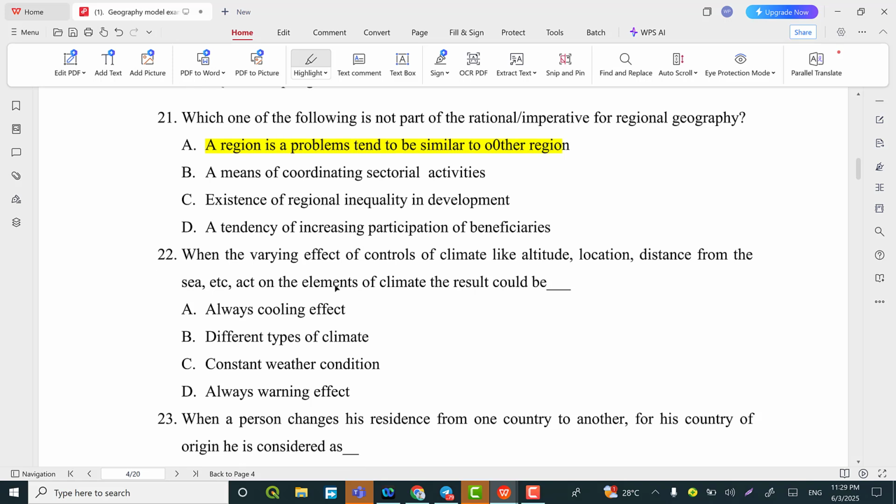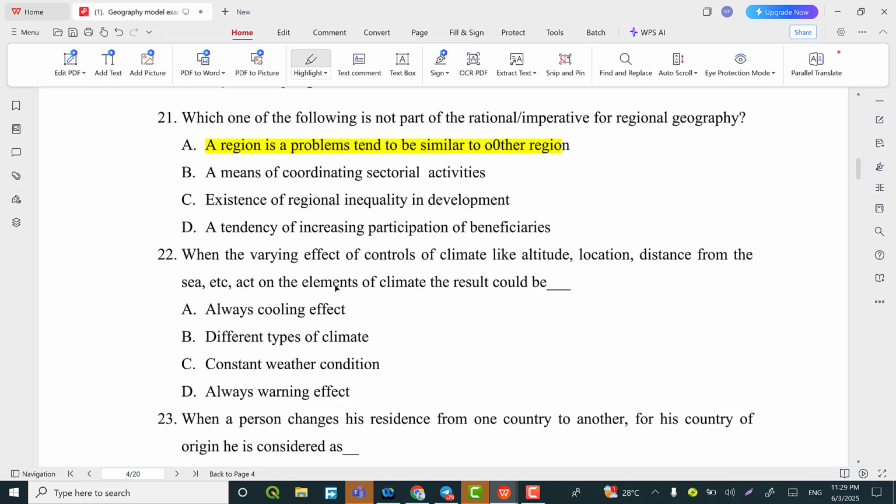When the varying effects of controls of climate like altitude, location, distance from the sea, etc., act on elements of climate, the result could be: A. Always cooling effect, B. Different types of climate, C. Constant weather condition, D. Always warming effect. As you know, the elements of climate and weather and the determinants of climate and weather are very crucial.